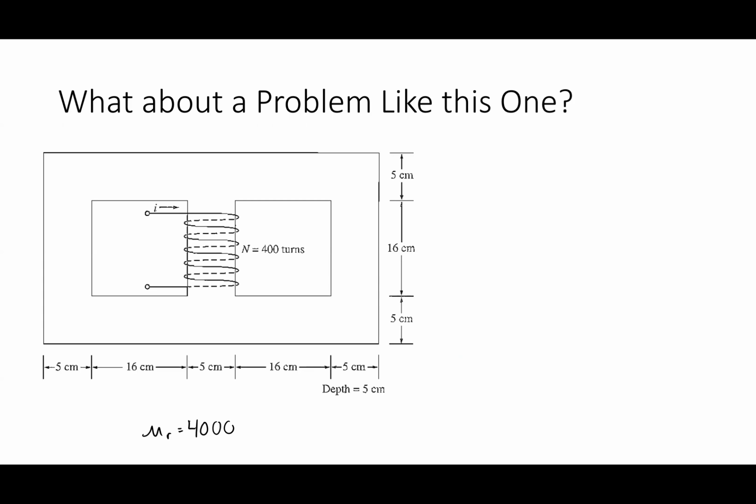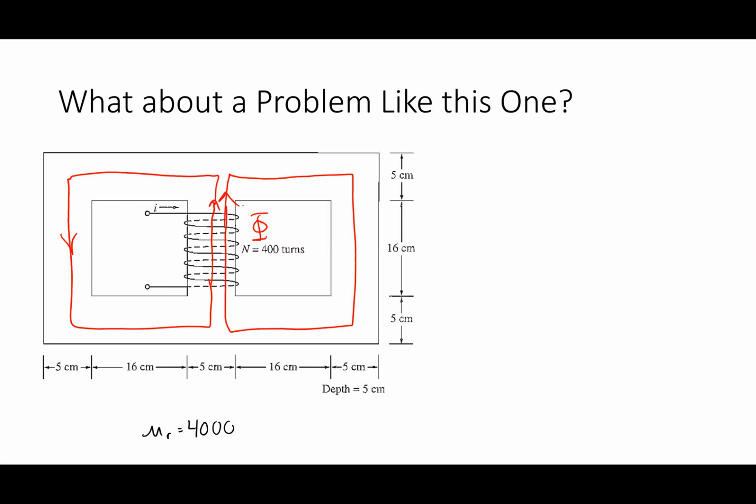I have to do the right-hand rule. The current is going that way, so I put my thumb in the direction of the current. That tells me the flux is going to go up through that leg. There's a flux phi going up through here. Once it gets to the top, some of it goes here, and some of it goes here.